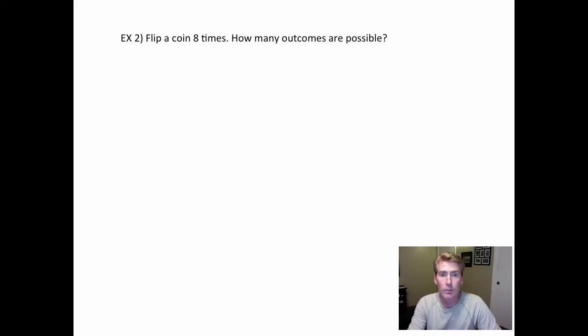All right, here's a similar example. Flip a coin 8 times. Now that would be a lot of possibilities. It could be heads, heads, heads, heads, tails, tails, tails, tails. There's one possibility out of a whole bunch. How many are possible altogether?